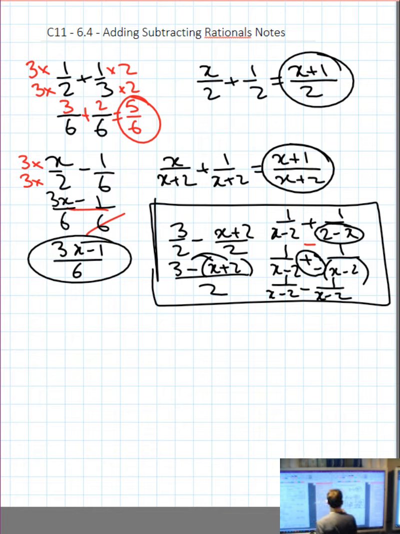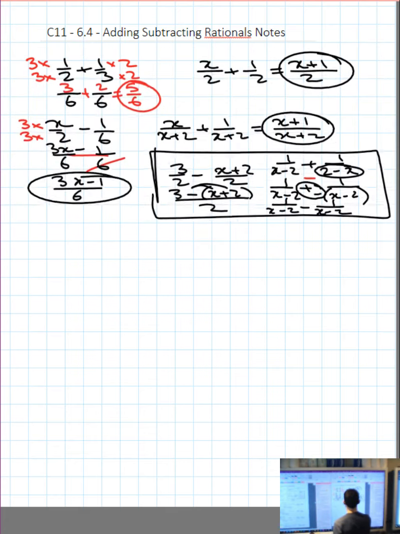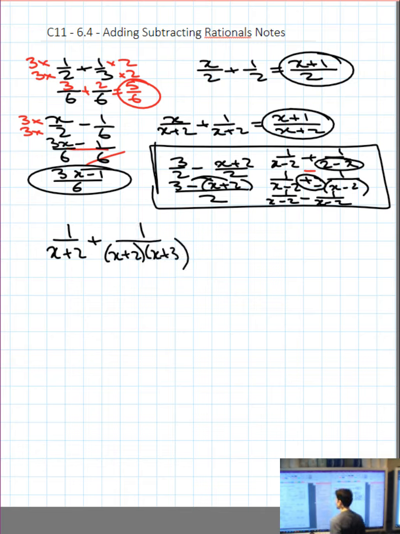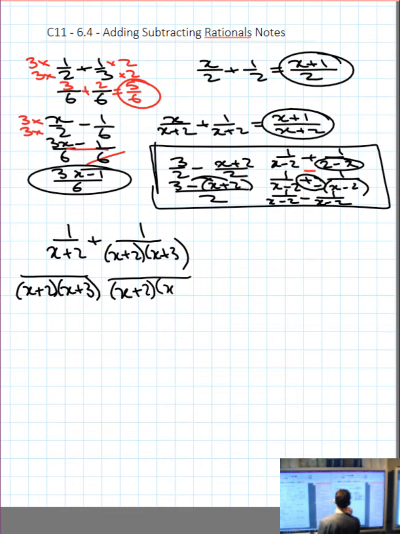Okay, so let's do another. So I'm going to have to shrink this stuff up a bunch. And let's do 1 over x plus 2 plus 1 over x plus 2, x plus 3. So what's the lowest common denominator? Well, they both have an x plus 2, so we need an x plus 2. And one of them has an x plus 3, so we need an x plus 2 and an x plus 3. Notice that's my first thought. What is the lowest common denominator? Get it.